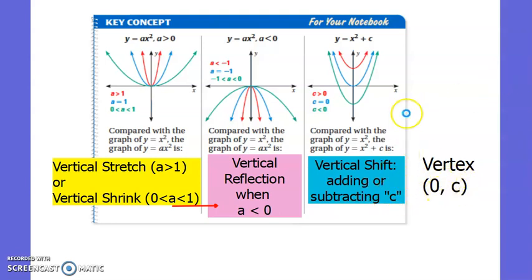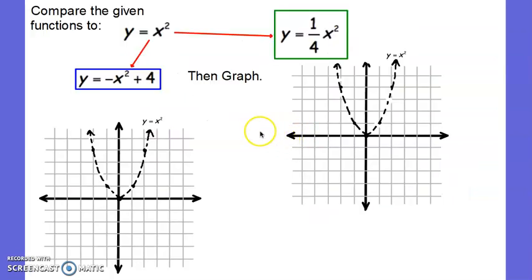Let's see how that can affect our graph, actually plotting a couple of graphs. So taking a good look at the graph over here at the right, 1/4 x squared means that I'm going to take all of my x squared values, I'm going to take all those y values, those output values, and I'm going to multiply them by 1/4.